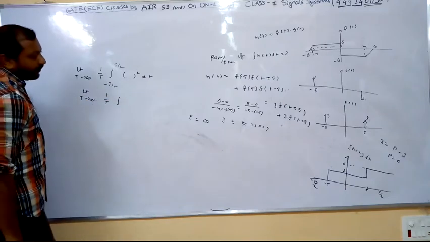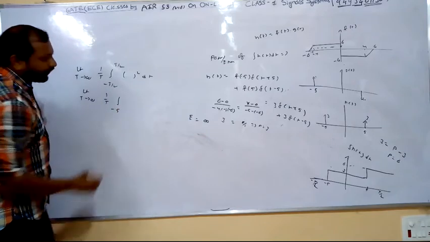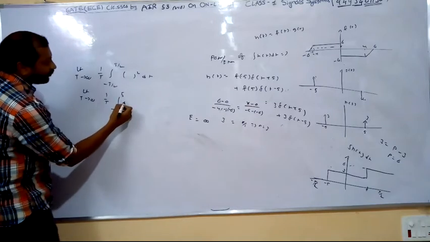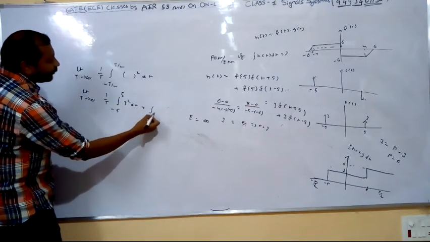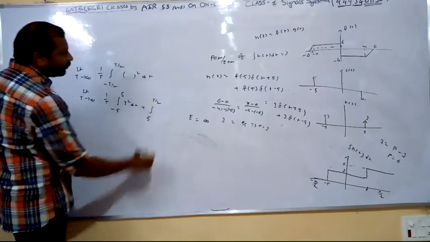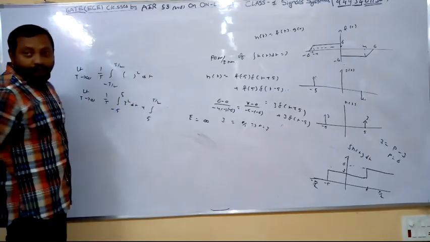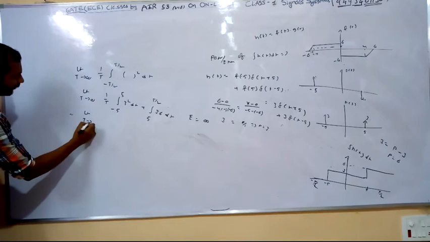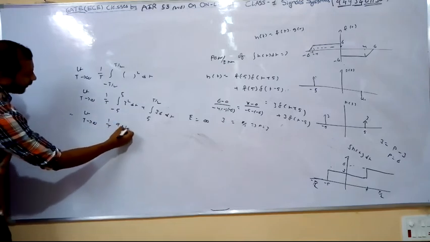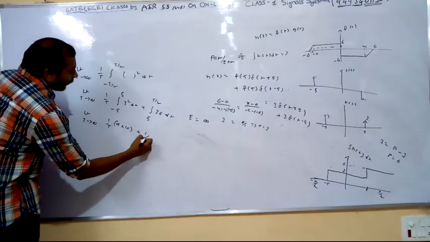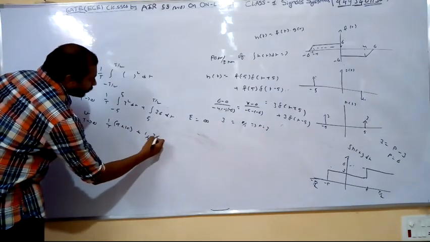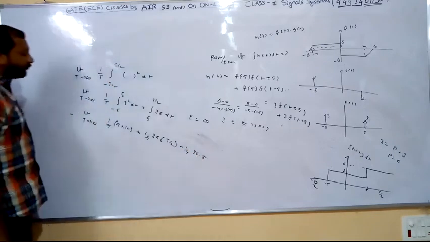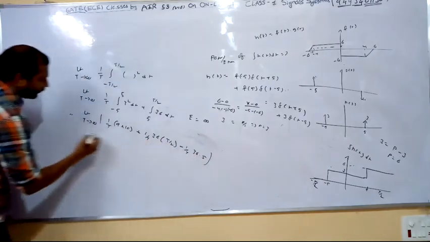So this I am writing as the limit as T tends to infinity of 1 by T times the integration from minus 5 to 5 of 3 square dt, plus the integration from 5 to T by 2, where the corresponding value is equal to 6, that is 36 dt. So I am writing this equal to the limit as T tends to infinity of 1 by T into 9 into 10, plus 1 by T into 36 into T by 2 minus 1 by T into 36 into 5.